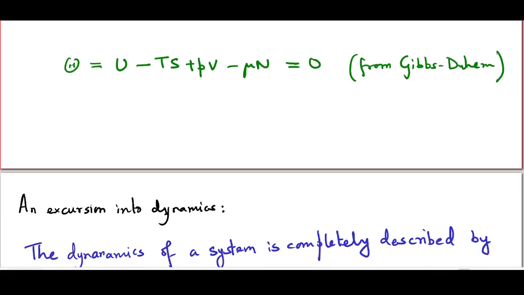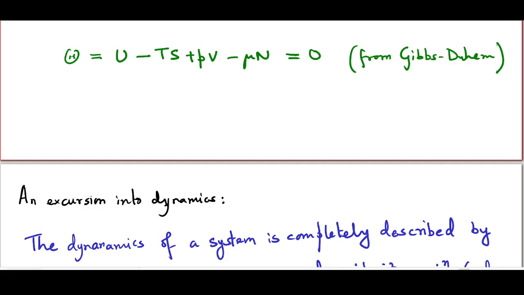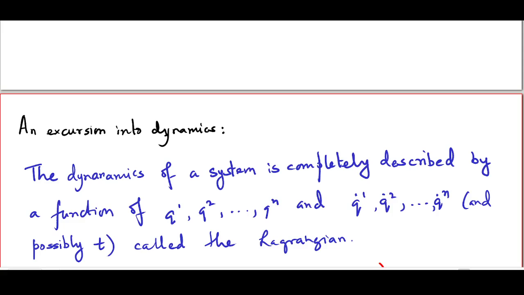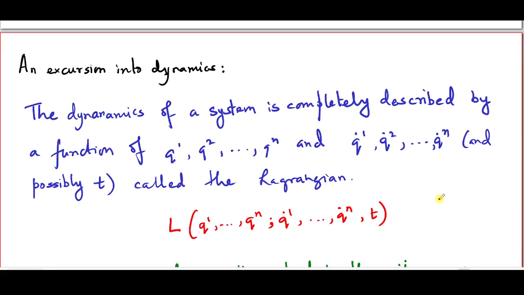Anyway, just for completeness, let me just mention this, that the dynamics of a system is completely described by a function of its generalized coordinates and generalized velocities. q1, q2 up to qn are generalized coordinates, and those with the dots here are time derivatives of those quantities, q dot 1, q dot 2 up to q dot n. These are the generalized velocities. And possibly t. Now this function, which controls all the dynamics of the system, is called the Lagrangian, L, which is a function, as I mentioned, of q1 through qn and q dot 1 through q dot n and t.